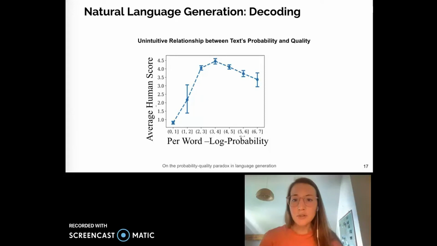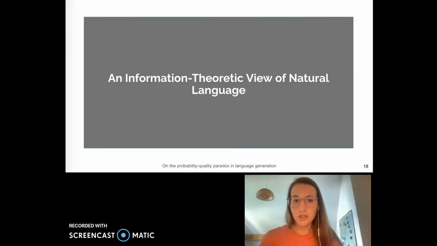Here we can see average human ratings of text as a function of their average per word probability. Note that these texts are generated according to a variety of decoding schemes, both stochastic and maximization-based. The highest scoring text seems to have probability around some inflection point. Now, this phenomenon has been referred to as the probability quality paradox. And in this work, we try to understand this relationship using information theory.